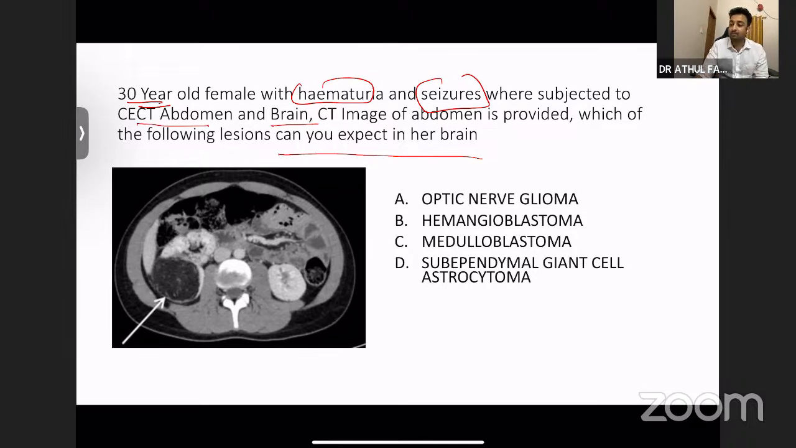Can anyone tell me what the diagnosis is here? Because the patient has seizures and hematuria. There is a right renal mass. Always remember, this is the right side, this is the left side. There is some right renal mass there. So what else can you expect in the brain of this patient? The question is very straightforward: identify the syndrome, tell the diagnosis. That is all. So when you approach, you know this is the left kidney, pretty normal. This is the right kidney. There is some mass here.